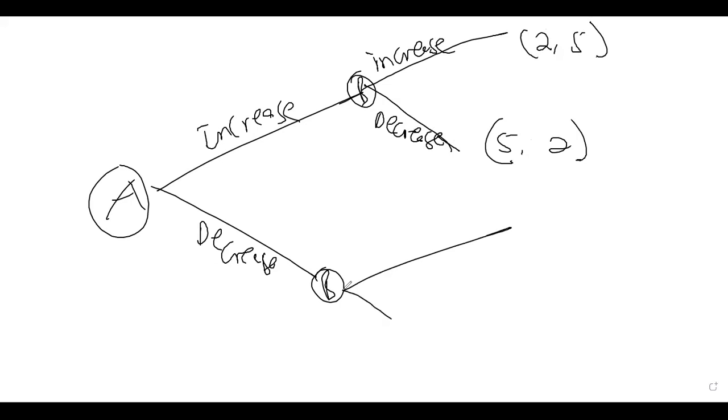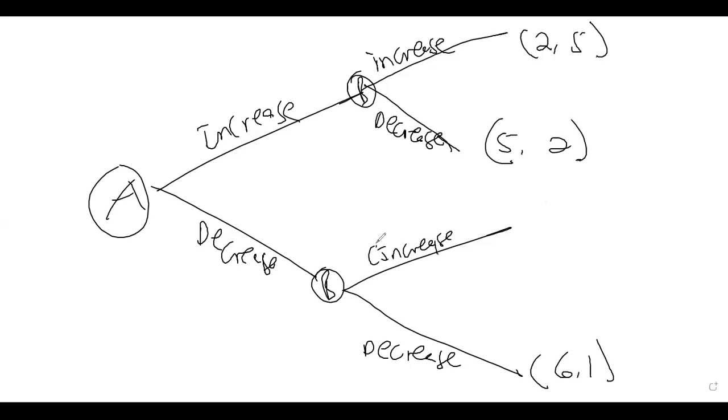Okay. So if both of them decrease, the question says that firm A will get 6, firm B will get 1. And if firm A decreases and firm B increases, the question says both of them will break even. So we have 0, 0. None of them will get profit. Now let's examine the Nash equilibrium. Let's start with increase, increase.